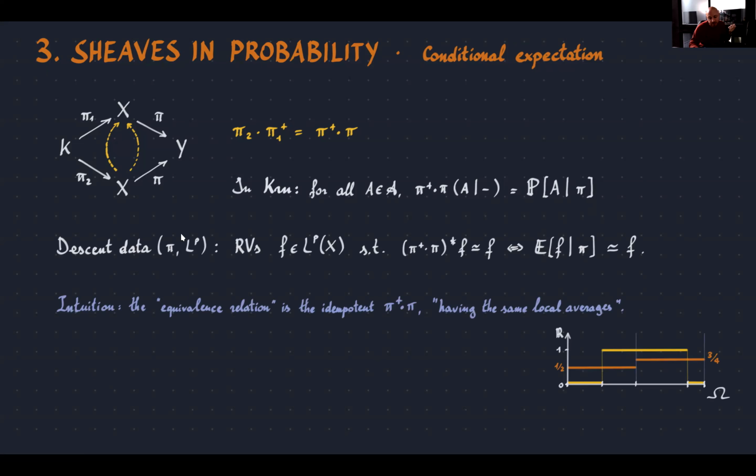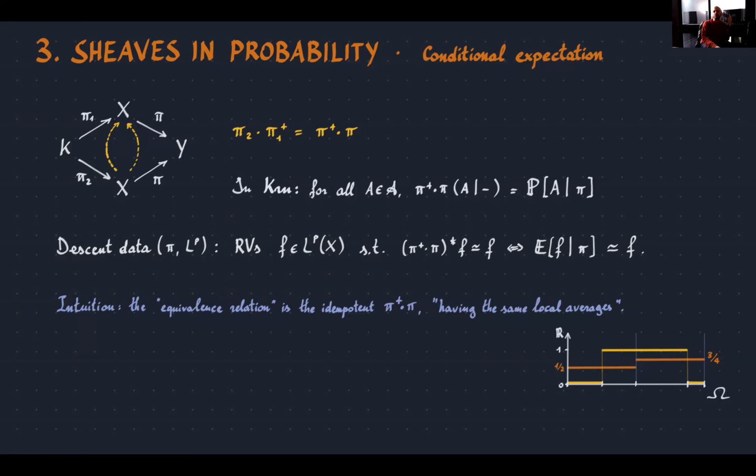So, what are the descent data? Those are those functions, those random variables, such that if you form the conditional expectation with respect to your pi, they stay the same almost surely. So those are exactly those functions that are already averaged out locally. There's kind of an equivalence relation in the space of functions of having the same local averages. They could have very high frequencies, but if they're the same locally, then they're the same. And so the functions that are already measurable for this sigma algebra are exactly your descent data. And that's kind of what we wanted to do, right?